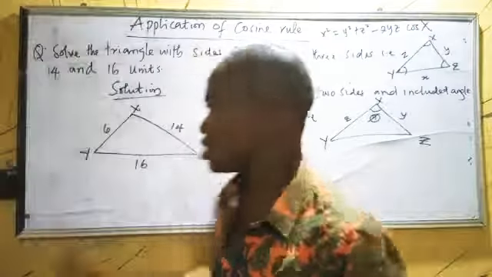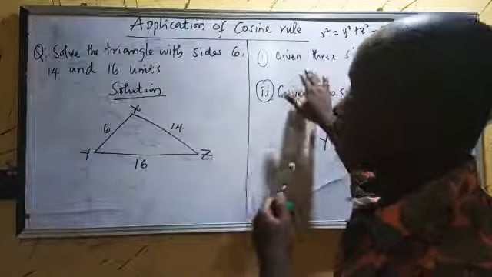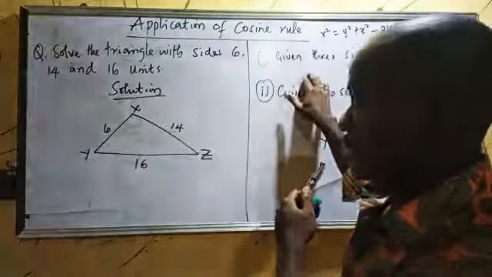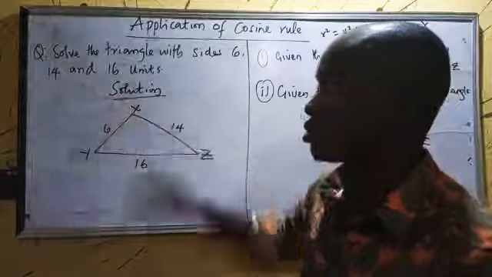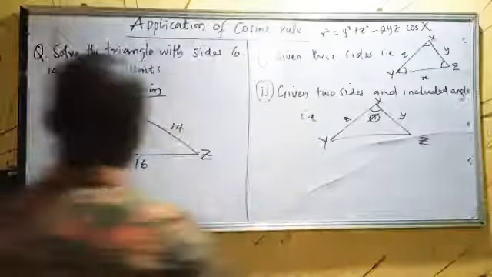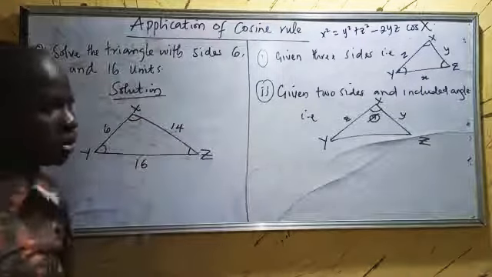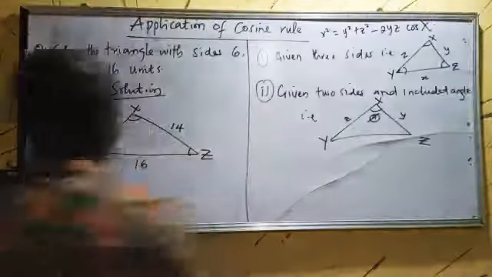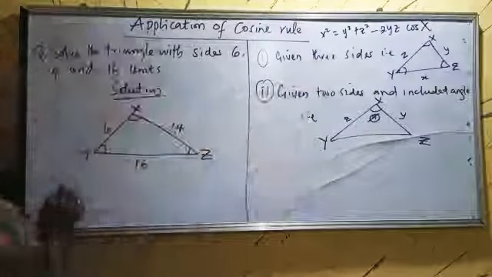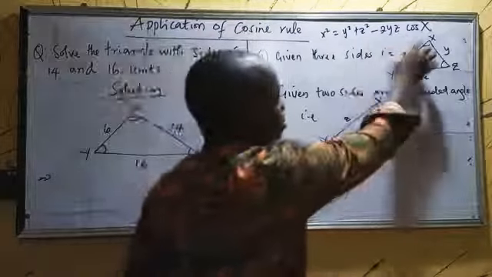So to solve this kind of problem, definitely you can see the form of this we have. All the sides are given. The question says solve the triangle. So what you have to solve are this, this, and this angle. So to solve this angle now, what are you going to do? You are going to use this.